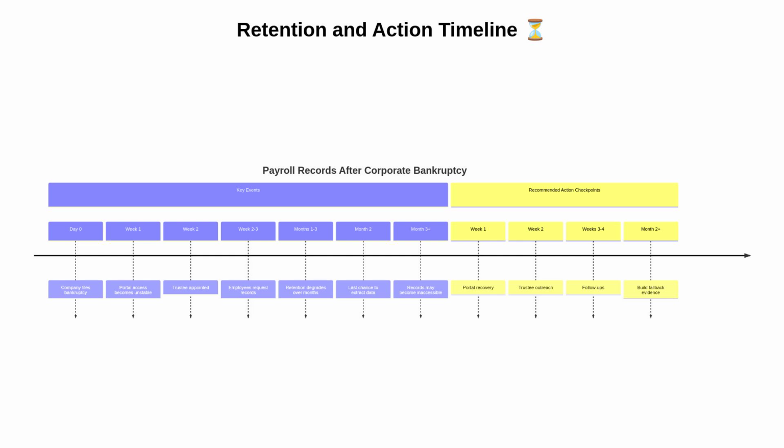Shortly after the bankruptcy filing, portal access can become unstable. A trustee is appointed, and employees begin requesting records. Over subsequent months, retention often weakens as systems are decommissioned.